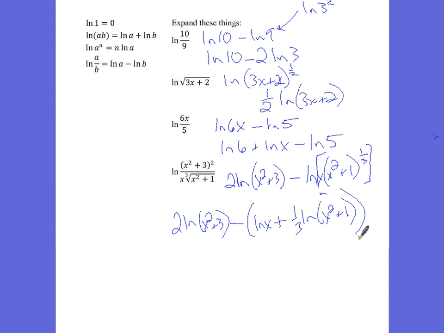Can we go any farther? Yeah, distribute the negative sign in. This can't be touched anymore. So we just have 2 natural log x squared plus 3 minus natural log x minus 1/3 natural log x squared plus 1. And that's it.